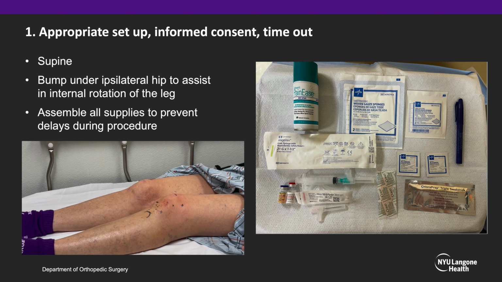The first step of the procedure involves appropriate setup, performing an informed consent, and a timeout. For our knee aspirations from the superolateral portal, we prefer the patient to be supine. You can use a bump under the ipsilateral hip to assist with internal rotation of the leg for ease of access to the superolateral portal. And again, it is important to assemble all supplies to prevent delays during the procedure.